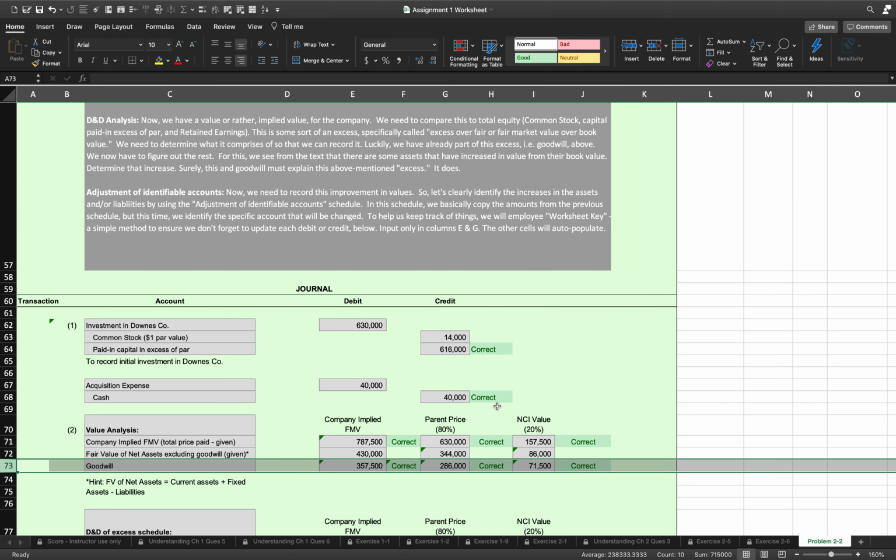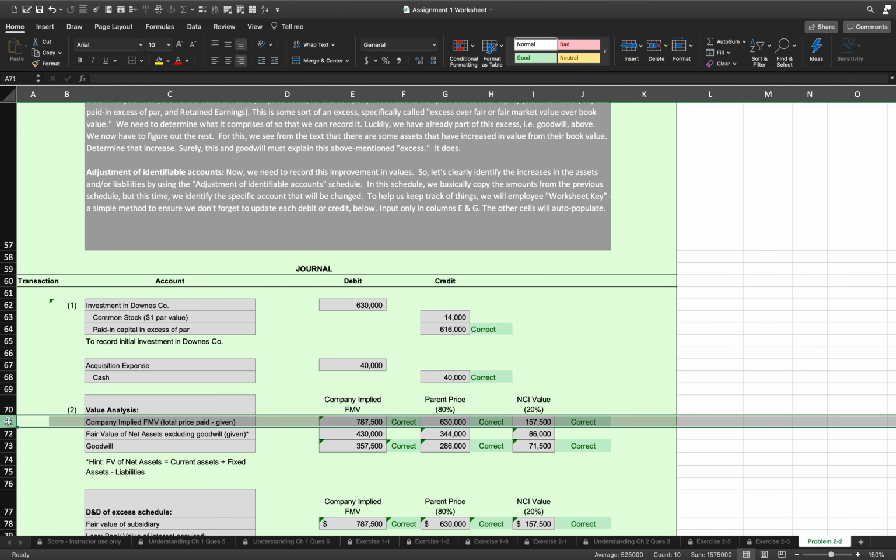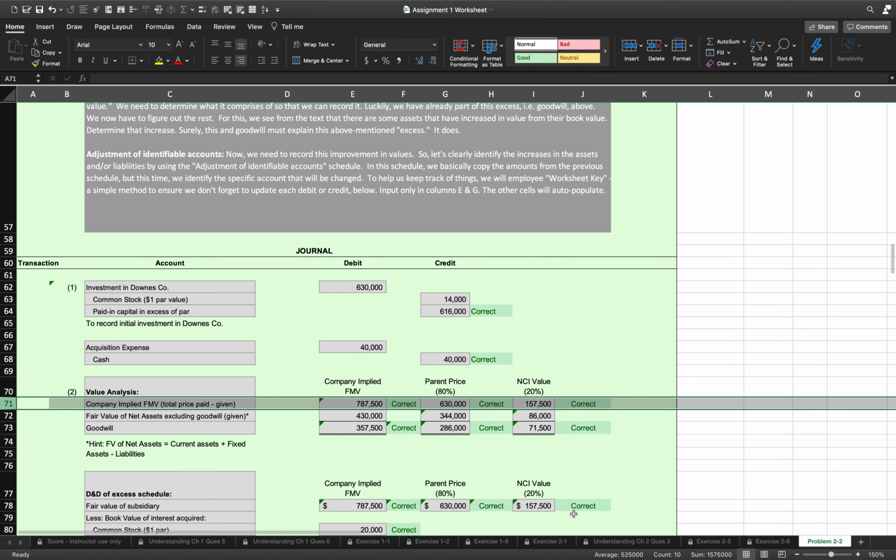So the easiest thing to do right now is to just copy this top line, this row 71, onto row 78, because they both speak of the same thing. What is the implied fair value of the subsidiary? And again, it's 787,500 for the overall, 630 for the 80% share, and so on.